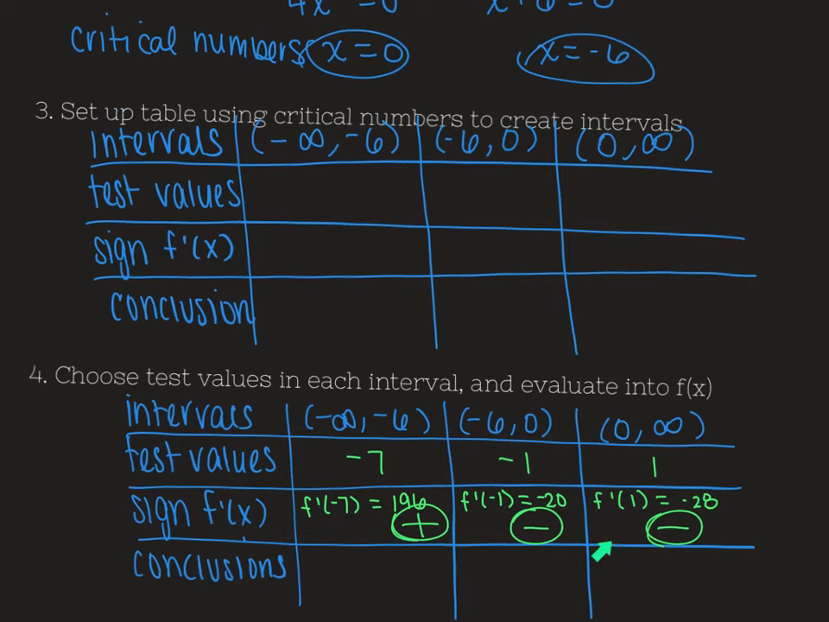Sometimes these will alternate. Most often they do. But this does occur where you have a plus, minus, minus, or a plus, plus, minus. But usually you do see some alternation here.